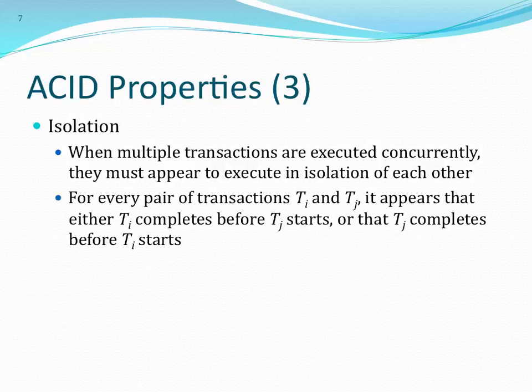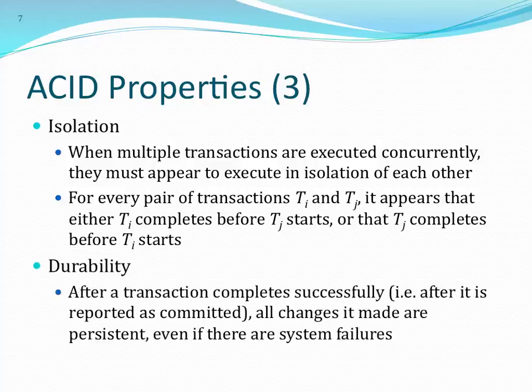So for every pair of transactions, T sub i and T sub j, get used to this notation because you'll see it a lot. It appears that either Ti completes before Tj starts, or Tj completes before Ti starts. So it should look as if there's some sequence that is sequential for the transactions to have been applied. They don't overlap in what they do.